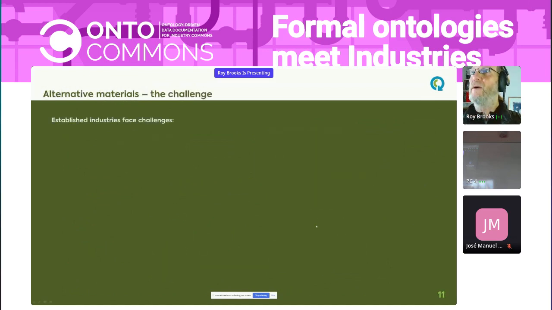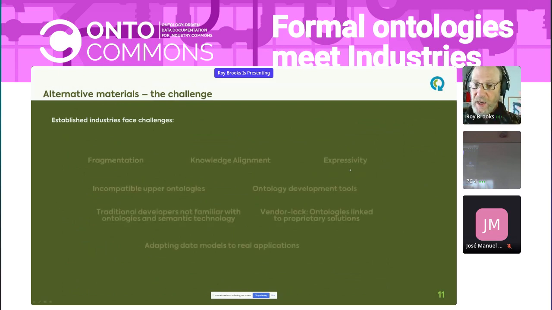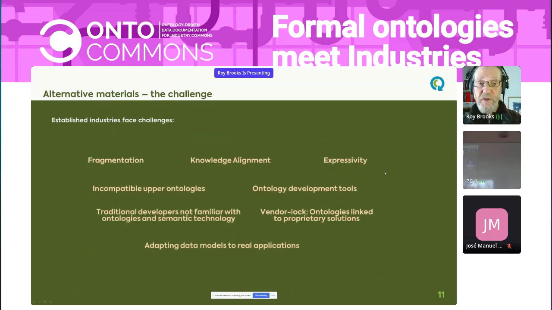Okay, now coming to what we understand about the challenge of implementing ontologies. We know from some of the research we've been doing that established industries face challenges when they're implementing and using ontologies. Some of these: fragmentation, knowledge alignment, expressivity. You can read all of these. I mean, these are coming to me as new, but I'm sure you're all familiar with them.